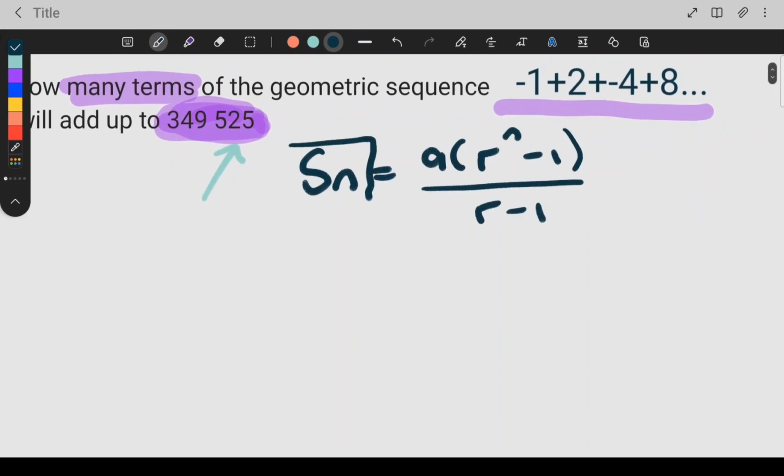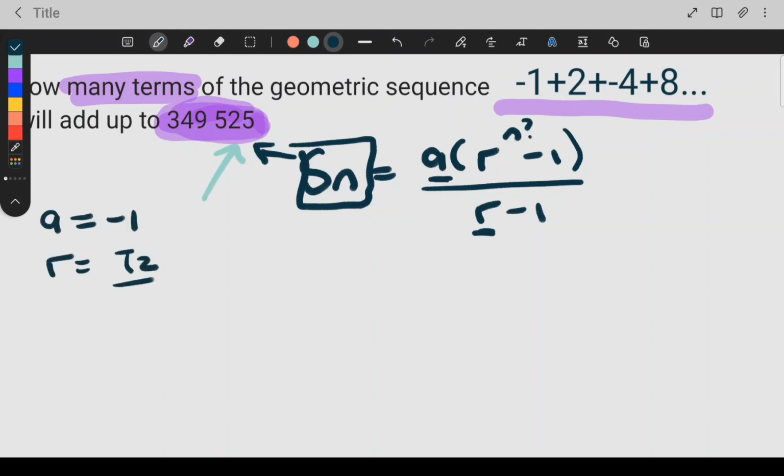I now know that this sum is this number over there. Then the number of terms I don't know. I can work out A and I can work out R. Okay, let's write it here. A is the first term, so A is -1. R is term 2 over term 1. R is 2 over -1, so R is -2.